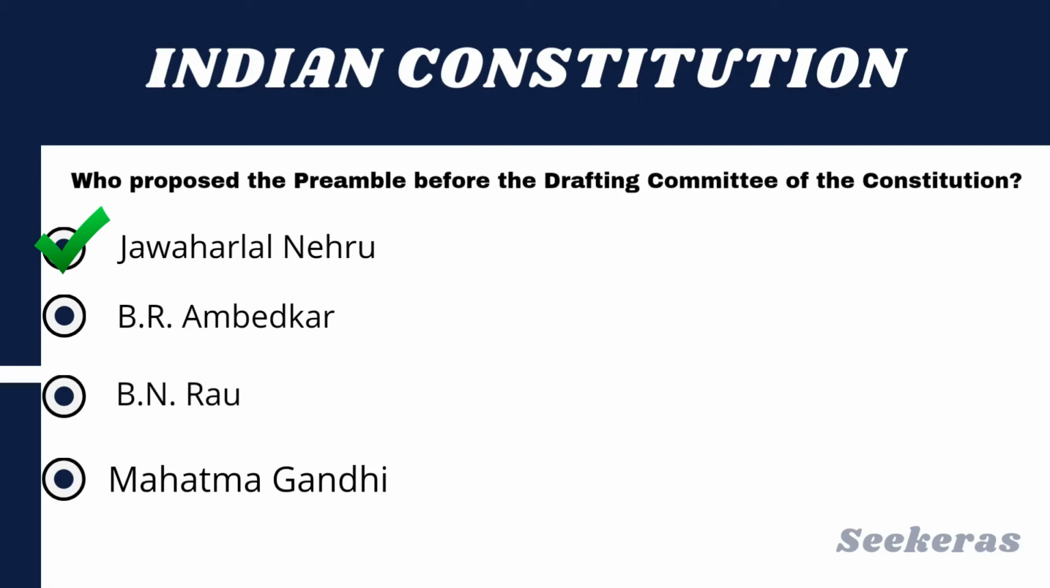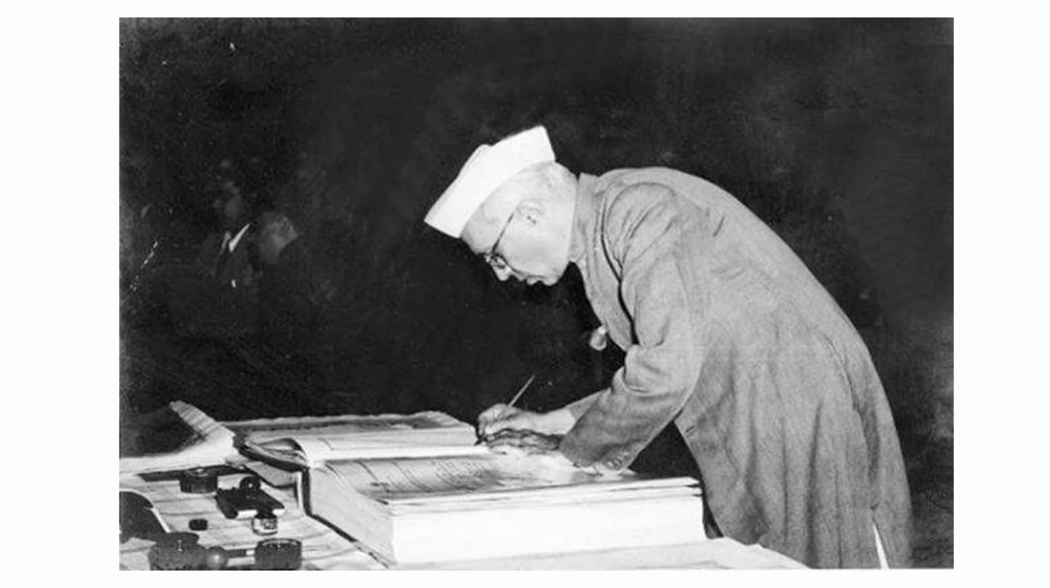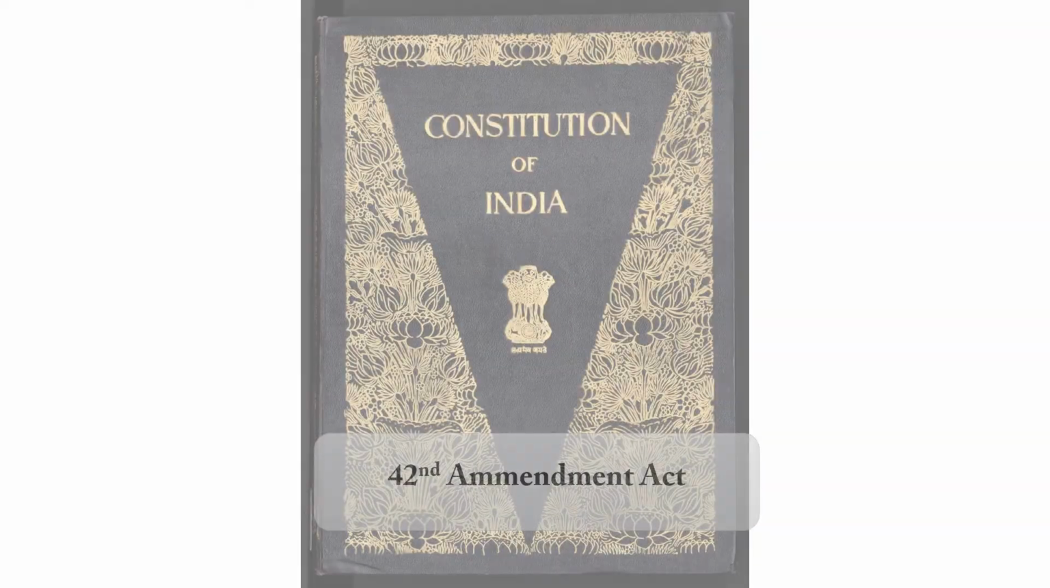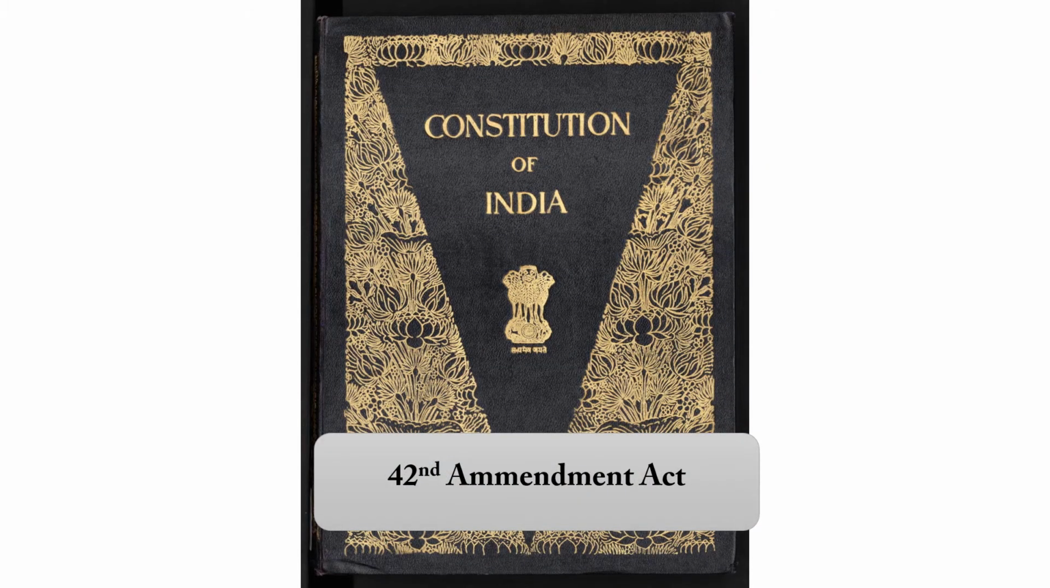Jawaharlal Nehru. The preamble of the Indian Constitution is based on the Objectives Resolution drafted and moved by Pandit Nehru before the drafting committee of the Constitution and adopted by the Constituent Assembly. It has been amended by the 42nd Constitutional Amendment Act 1976, which added 3 new words: socialist, secular, and integrity.